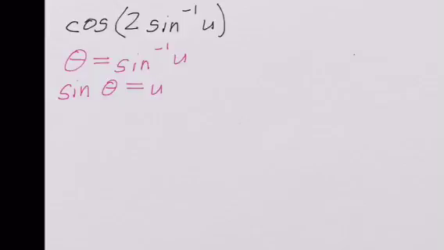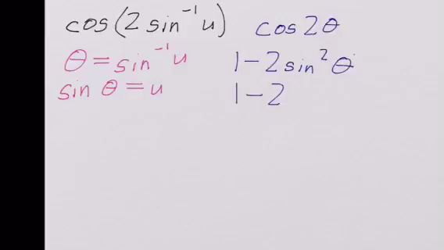So making the substitution in this problem, we get cosine of 2 theta. Well, we know a trig identity that says that that's equal to 1 minus 2 times the sine squared of theta. But we know the sine of theta is u. So we get 1 minus 2u squared for our final answer.